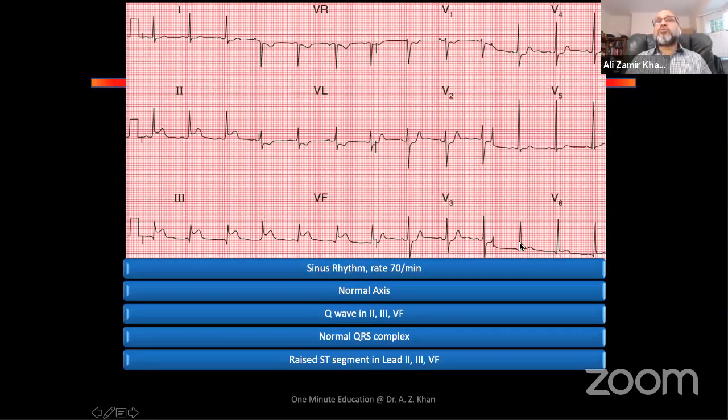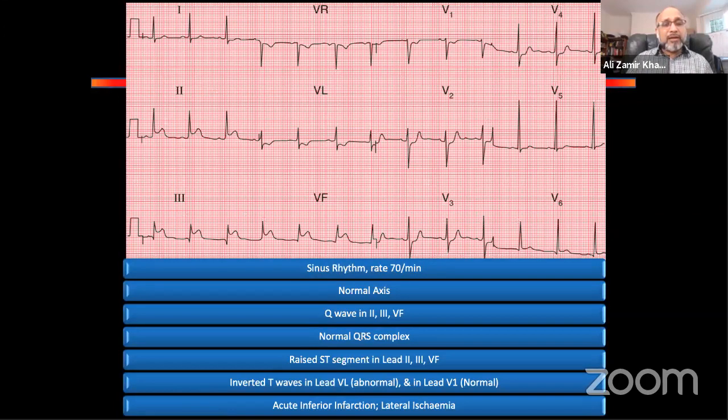And if you look, lead two is looking this way, lead three is coming from here, okay, and aVF is looking, all of these three leads, lead two is at the angle of the heart apex and looking downwards, from the foot you're looking downwards, and from lead three also you're looking downwards. So this is more likely to be acute inferior infarction, okay? It's an acute inferior infarction. 2, 3 and aVF is usually looking at the base of the heart. So this is an inferior infarction, okay?